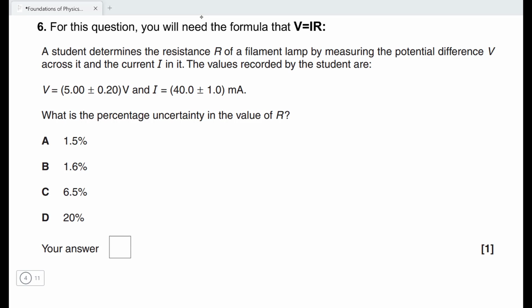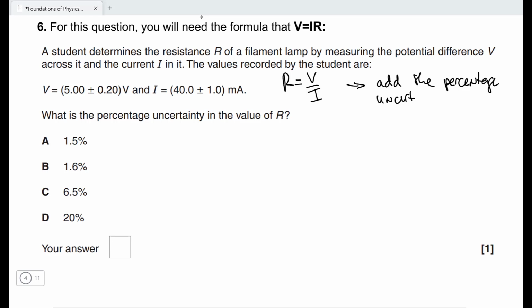First off, to determine R, we do V over I. So we're dividing quantities. And anytime we divide quantities, we need to add the percentage uncertainties. So I'll just write this down. We need to add the percentage uncertainties. Okay, well, let's find the percentage uncertainties.